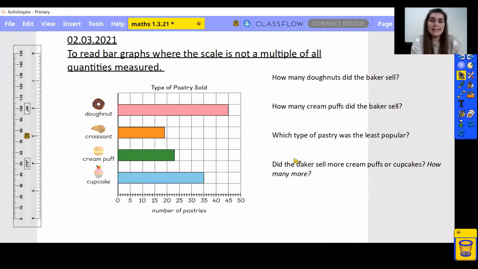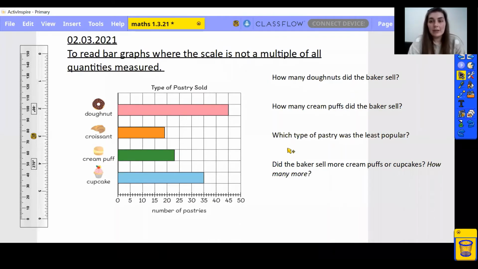Hello Year 3, today in Maths we are going to be able to read bar graphs where the scale is not a multiple of all quantities measured. So for our first task we have this bar graph here which shows the types of pastries sold. We've got our pastries down the side and the number of pastries along the bottom. What we would like you to do is have a go at answering these questions using the bar graph. So pause the video to have a go at those questions.